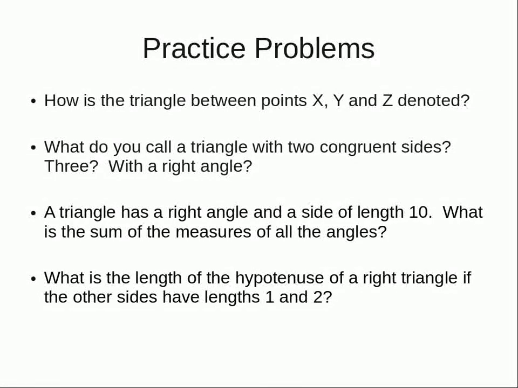Would you please answer the following questions? How is the triangle between points X, Y, and Z denoted? Also, what do you call a triangle with two congruent sides, or with three congruent sides, or containing a right angle? All right. Third question. A triangle has a right angle and a side length of 10. What's the sum of the measures of all the angles? And then what's the length of the hypotenuse of a right triangle if the other sides have lengths 1 and 2? So again, stop the video and answer these questions.